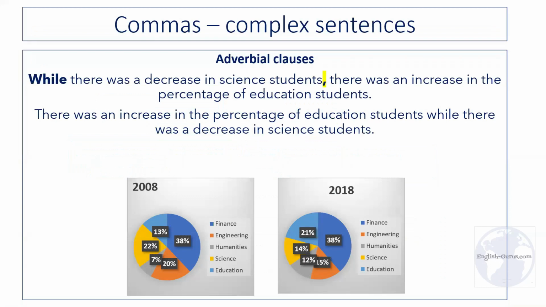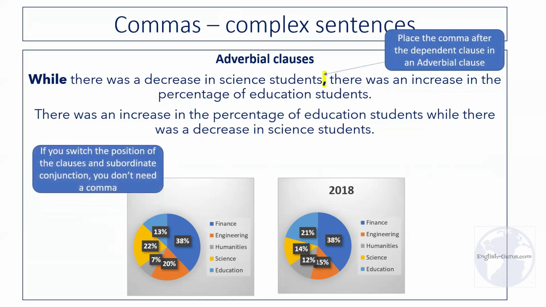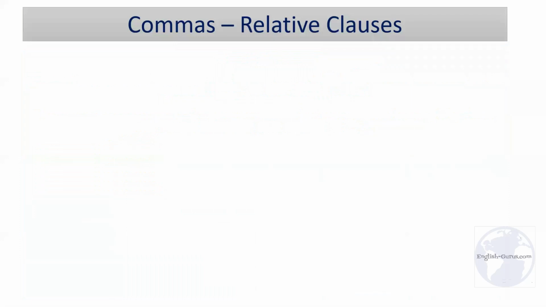Commas in complex sentences, adverbial clauses, are very common in writing task 1 academic. While there was a decrease in science students, comma, there was an increase in the percentage of education students. So you put the comma after the dependent clause with the adverb. Now, if you change that around, as is often the case, you could say there was an increase in the percentage of education students while there was a decrease in science students. So when we switch the position of the dependent clause around, you don't need the comma.